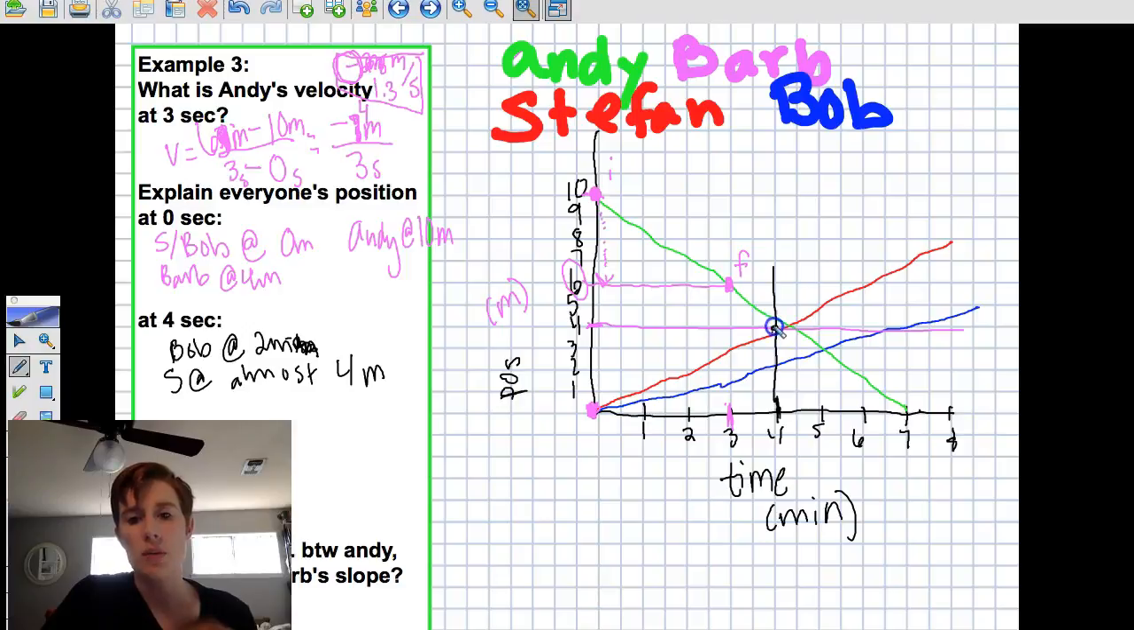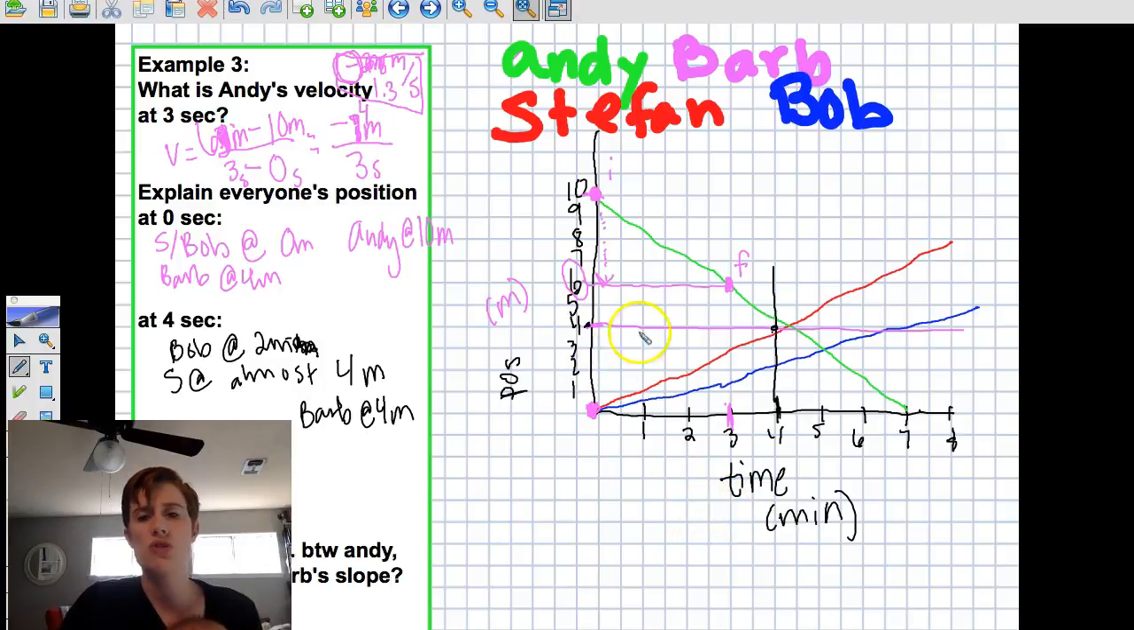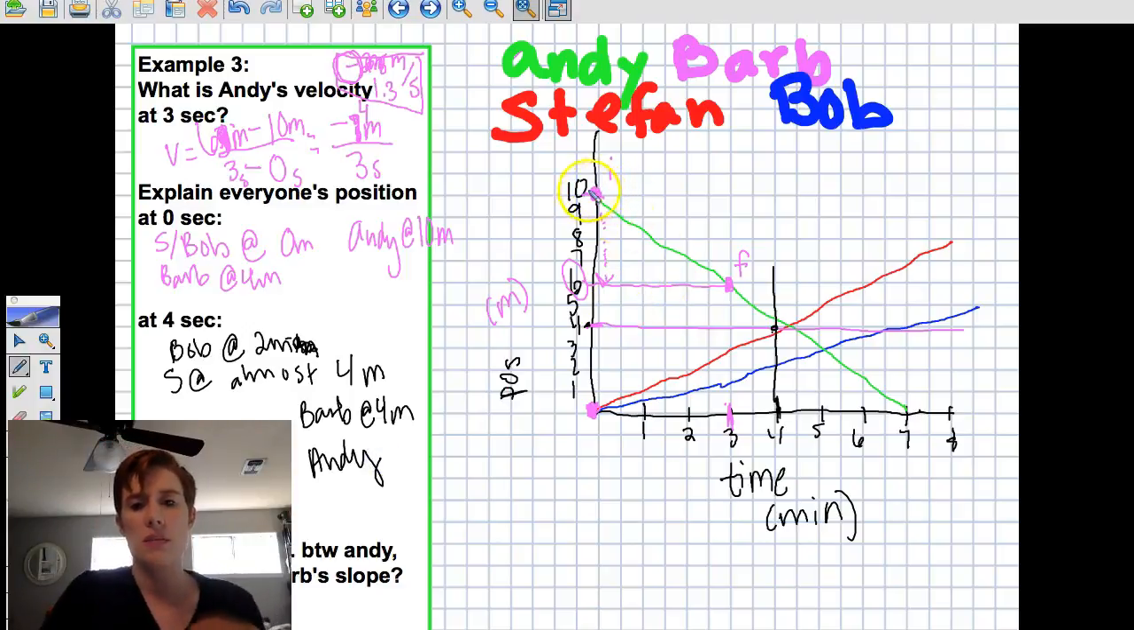Notice what's happening to Barb. Barb started at 4 meters. What is she now? Barb is still at 4 meters. So she didn't move. So a conclusion we just made is a flat line on a position time graph means that there's no velocity. She has no change in distance, right? She stays at 4 meters the whole way. And then Andy was up here at 10 meters, and now he's right here, which is about 4.5 meters. So Andy ran backwards.